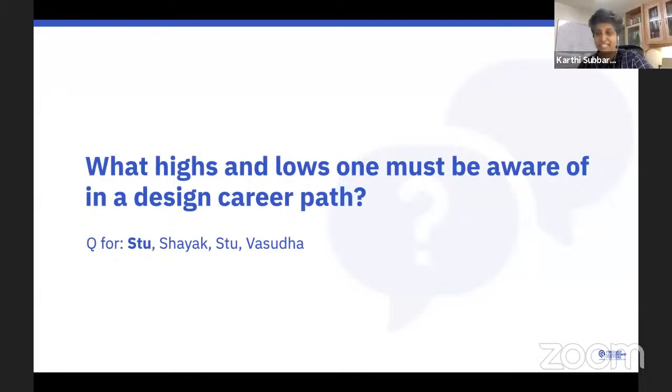Awesome. That's good to know. At least we know that the path has twists and turns. Shaik, I specifically remember something we discussed about this life cycle where we do go through some mood swings as designers. Would you like to talk about that? Because I think it resonates very well with the highs and the lows.